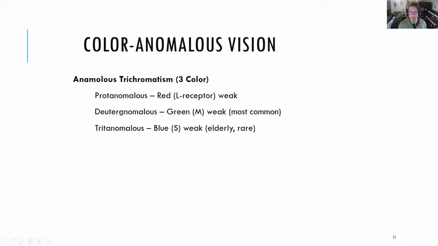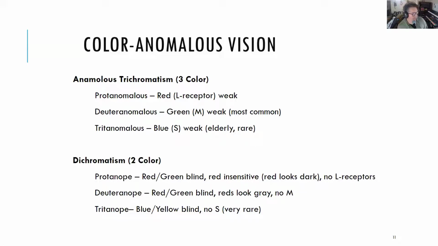Deuteranomalous, so deuter, that goes with green. So the medium wavelength receptors are weak or are malfunctioning. This is the most common form across all of them. When people have color anomalous vision, the vast majority are deuteranomalous, seconded by probably protanomalous. Very rarely, but it can happen, we have a problem with the blue, the short wavelength receptors. This can develop with age, so I have the elderly aspect. I don't know of anybody who's ever had this for real, though. It just comes from the textbook.